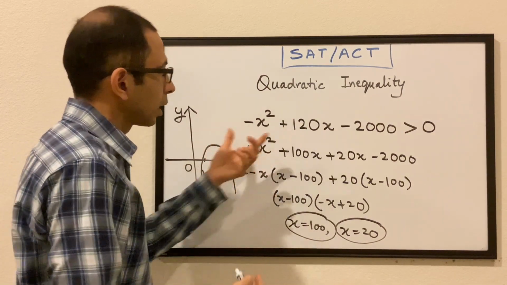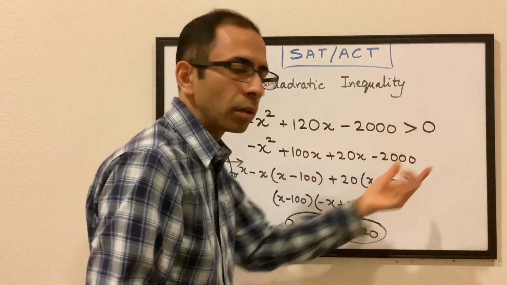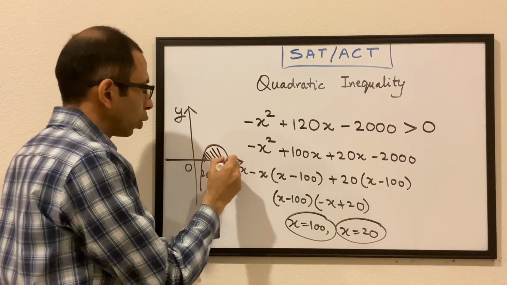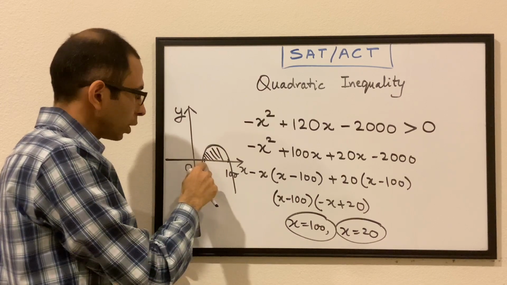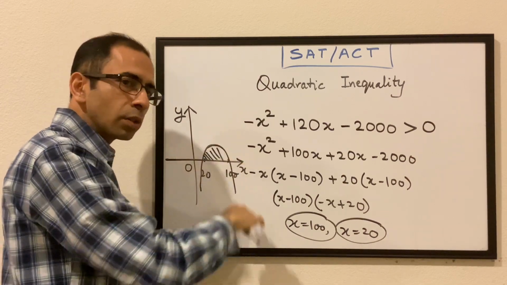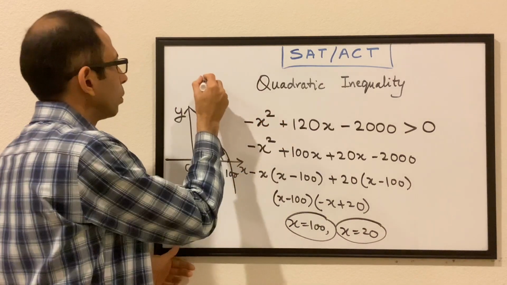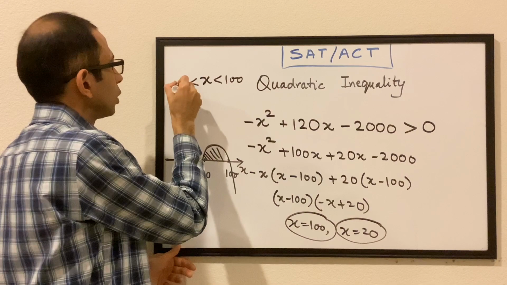Now what are they asking? They are asking for the solution set when this will be greater than 0. Clearly it's greater than 0 in this portion. In this portion, the function is greater than 0. Before 20 it's negative and after 100 also it's negative, correct? So basically the solution set for this inequality would be x is less than 100 but greater than 20.